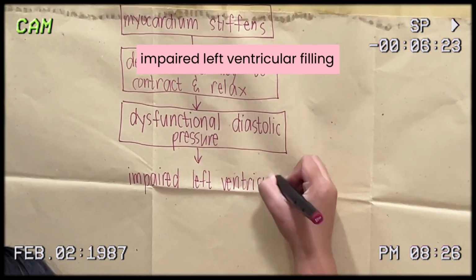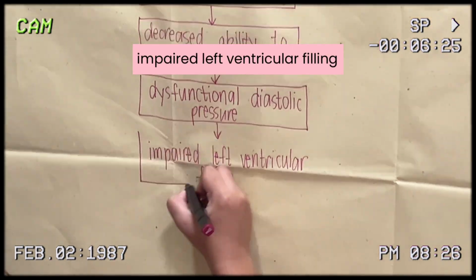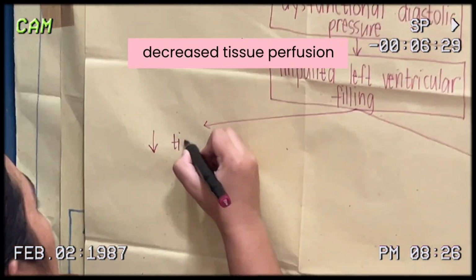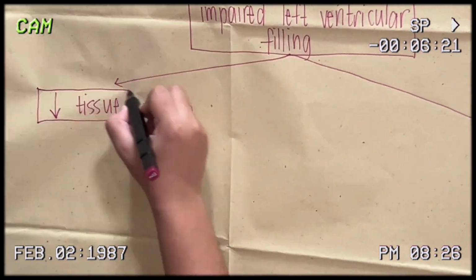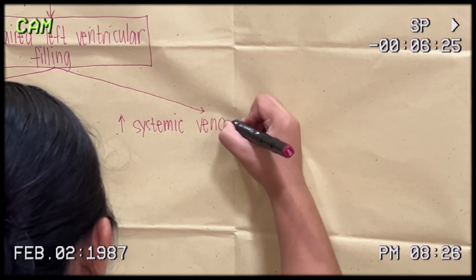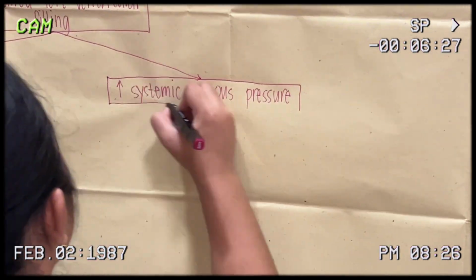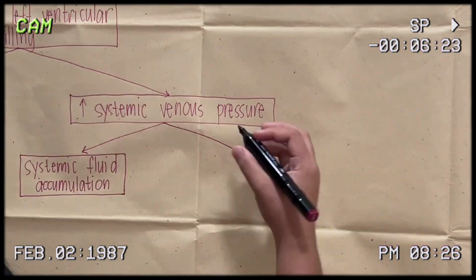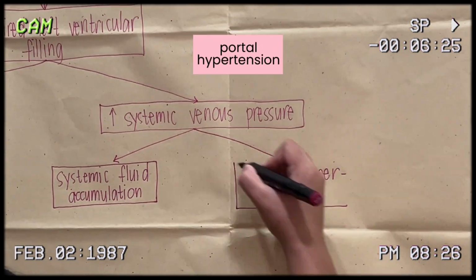As a result, left ventricular filling is impaired, reducing cardiac output and causing decreased tissue perfusion, and the backlog of blood further increases systemic venous pressure, exacerbating venous congestion and symptoms of heart failure. These are evidenced by systemic fluid accumulation and portal hypertension.